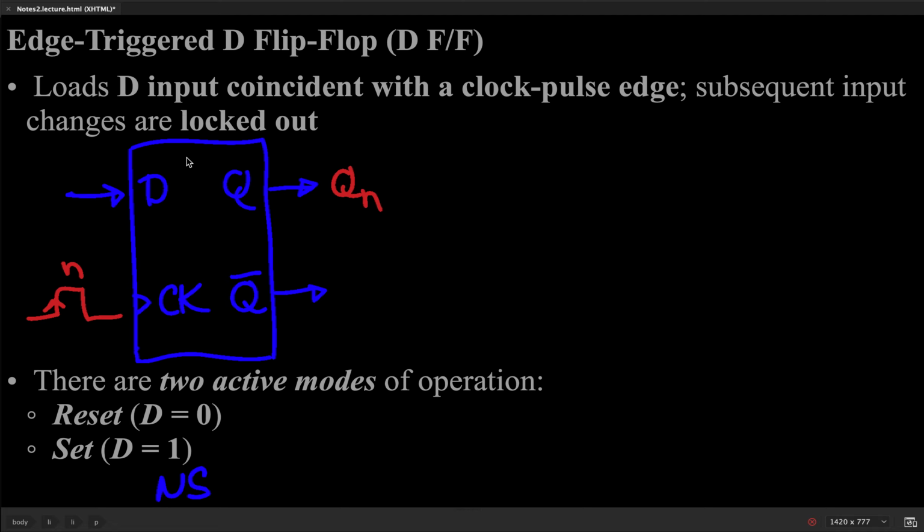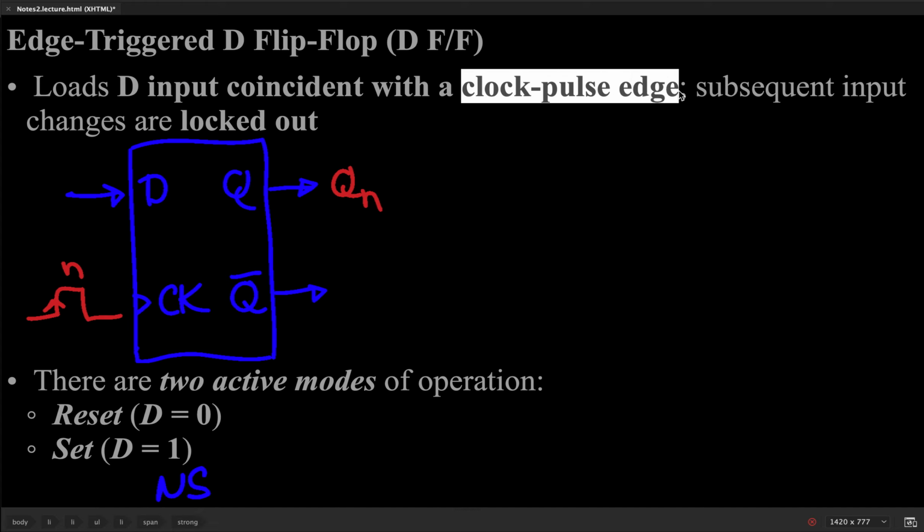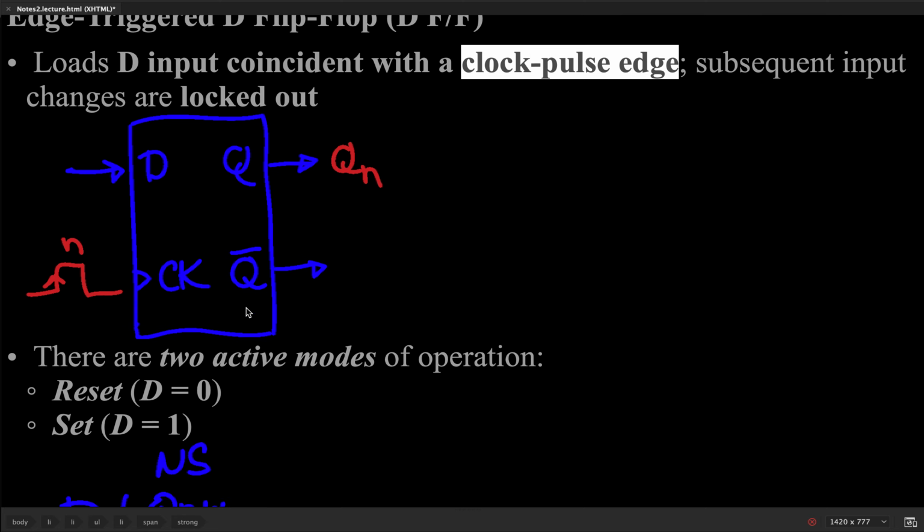The D flip-flop loads the D input coincident with a clock pulse edge. That's part of the reason for the difference there. Subsequent changes are locked out. We'll explain this next time. So the input is here, the clock is here, and the present state of the flip-flop is indicated here. And this is a little symbol indicating a rising edge clock pulse causing the change.